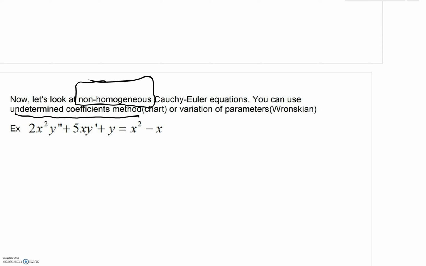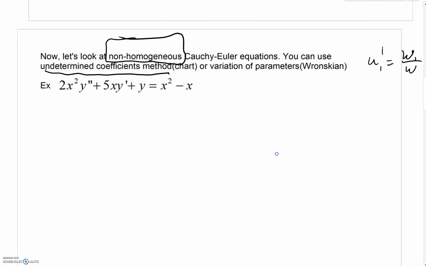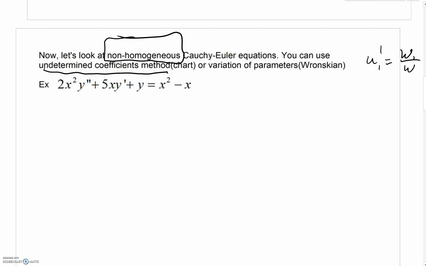What else could we do? Well, we could use the variation of parameters with the Wronskian, where, of course, you might remember we'd have u sub 1 prime would be w sub 1 all over w and so forth. So both methods are going to work. Both methods are good. One method is generally really preferred, and we're going to talk about that in just a moment. But here's where we're going to get you started for either method.